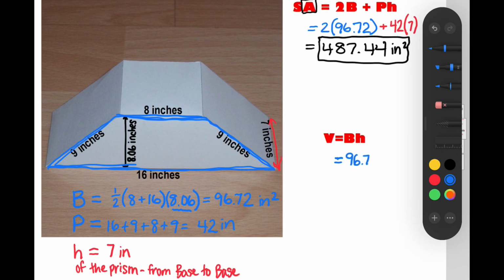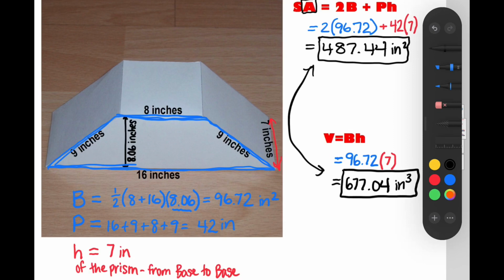One trapezoidal layer is going to take 96.72 cubes of ice. How many layers would it take to get from bottom to top, or from base to base? 7 layers. And that comes out to 677.04. And the label on volume, do you remember what we were filling this with? We're filling it with cubes. So I call those cubic inches.